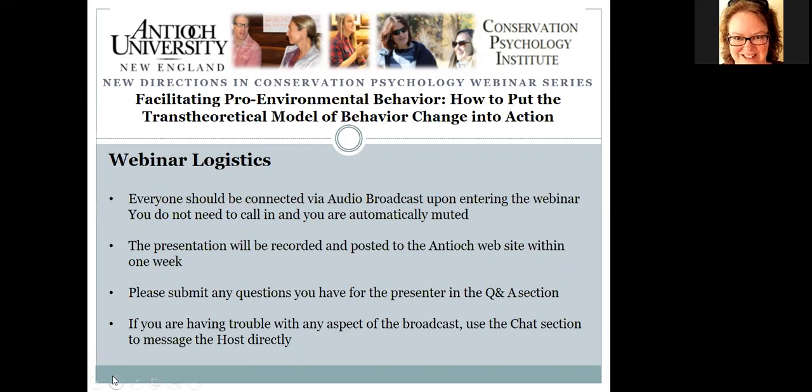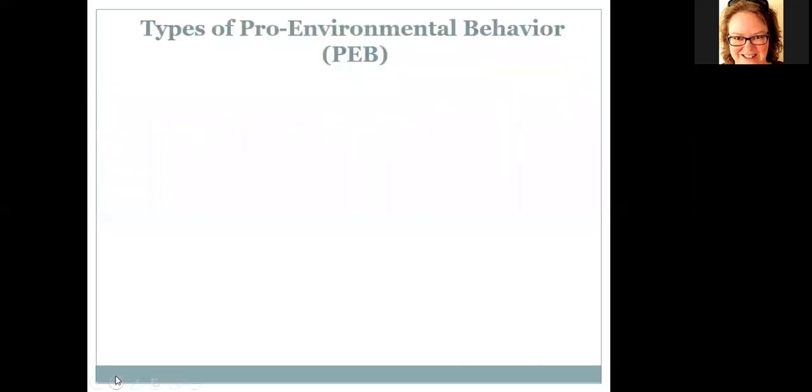It does. Let's advance. Okay, so hi everybody. I'm really happy to be with you today to talk about facilitating pro-environmental behavior. And we're going to focus on using one particular evidence-based model for doing that, the transtheoretical model of behavior change, or as Joyce said earlier, the TTM, which is a nice shorthand acronym for a really fancy academic title of a model. So we're going to call it the TTM.